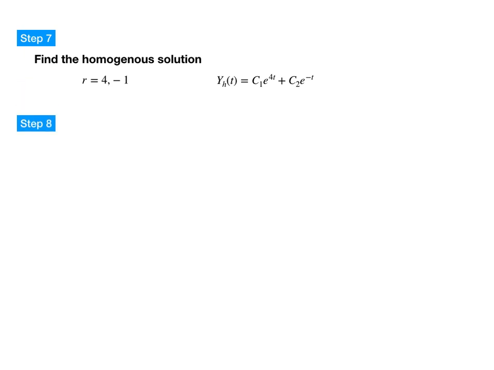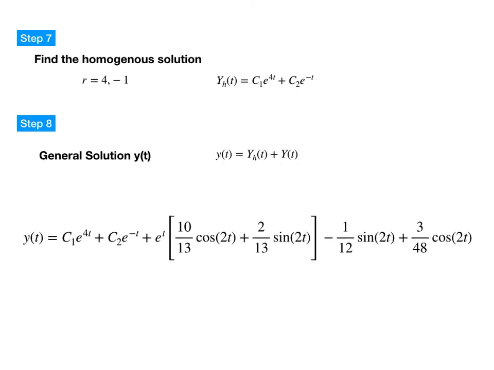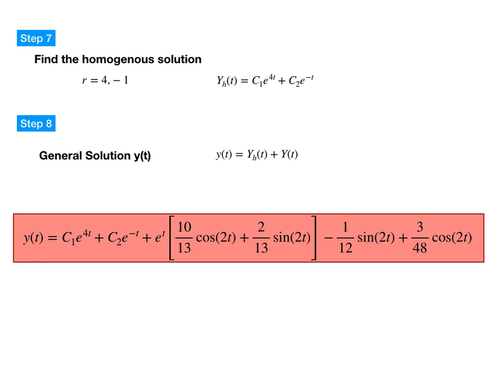The next step is to find the homogeneous solutions, and as a reminder, the roots are 4 and -1, then the homogeneous solutions will be of this form, which just includes exponential functions. And then the last step is finding the general solution by combining the homogeneous solution and the solution to the non-homogeneous part. Very simple, just combine the two solutions together to get your general solution to the differential equation.